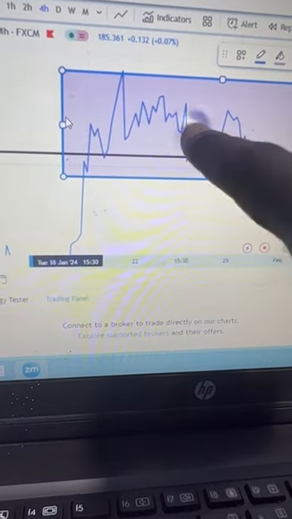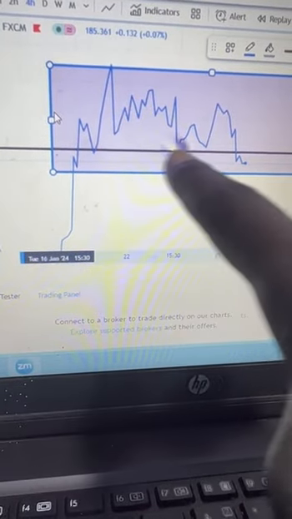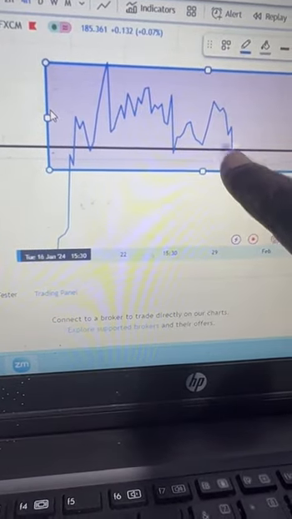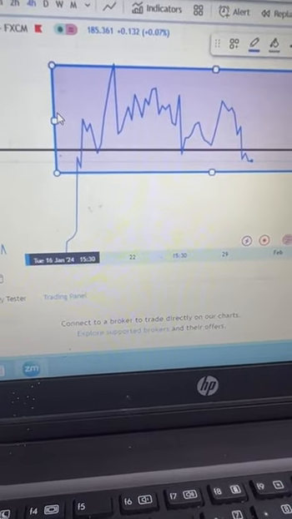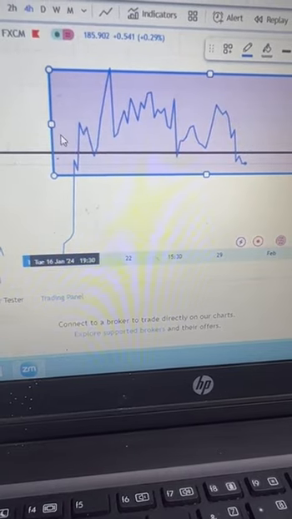Then just a ranging market. But now this first support here has been broken from here. Could it be now that we are moving straight down already? What do you think, guys? But let me show you something very, very simple.